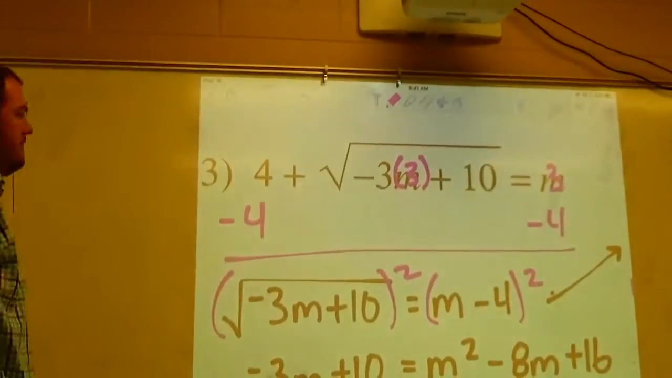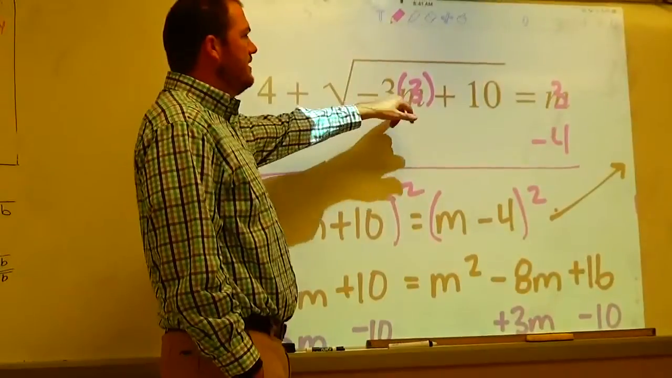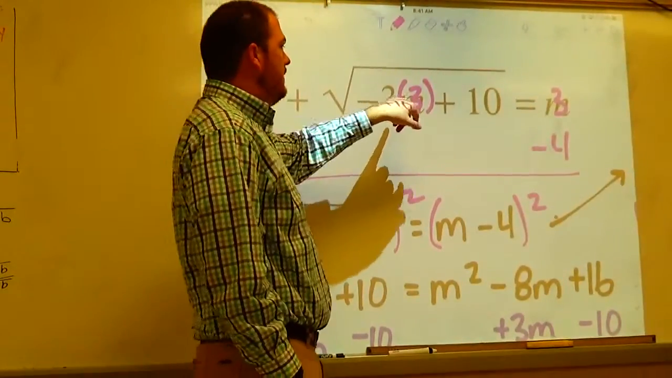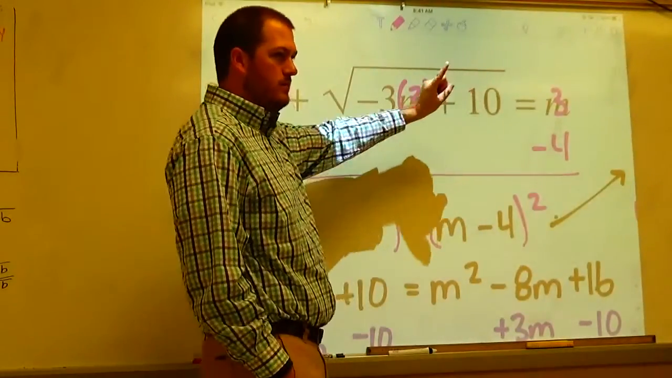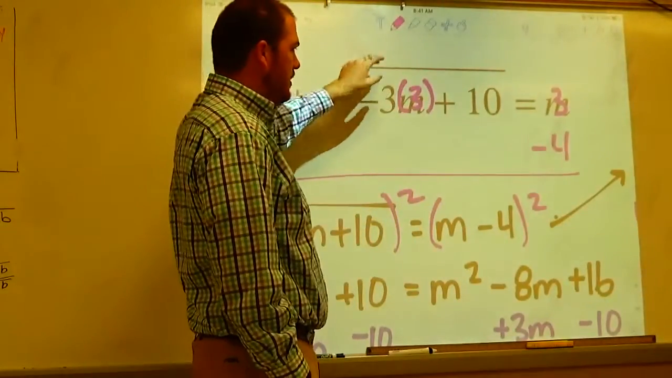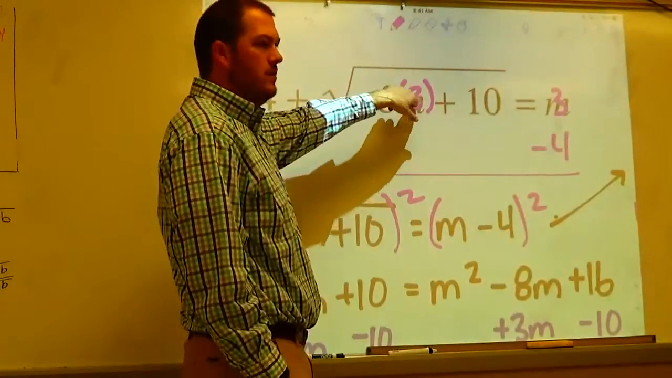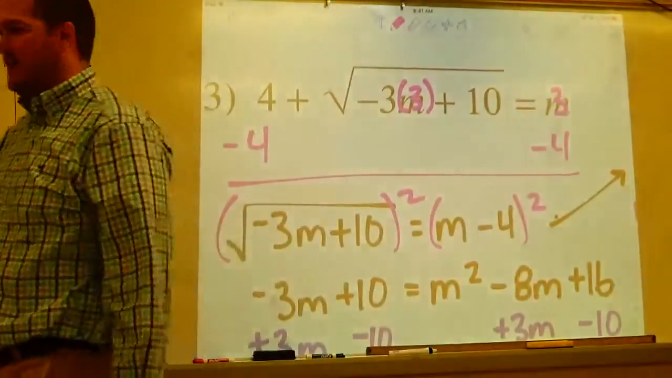So what's negative 3 times 3? Negative 9. What's negative 9 plus 10? 1. What's the square root of 1? 1. What's 4 plus 1? 5. Does 5 equal 3? Nope, so that's not an answer.